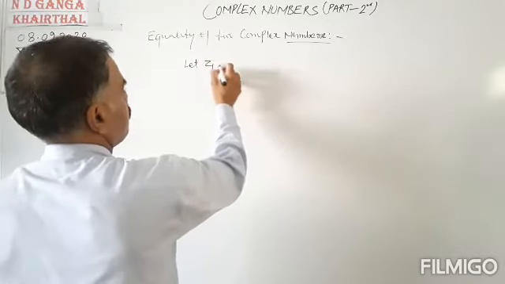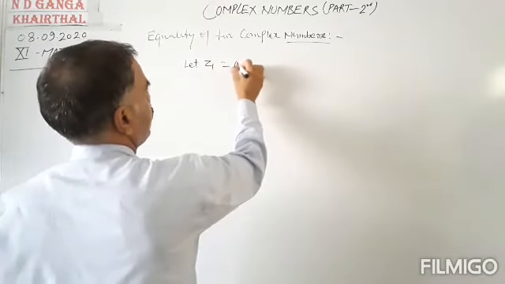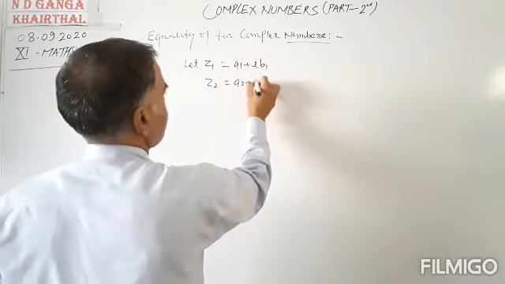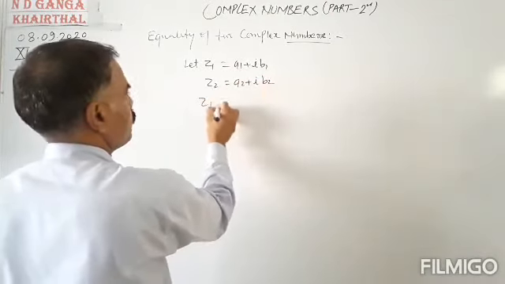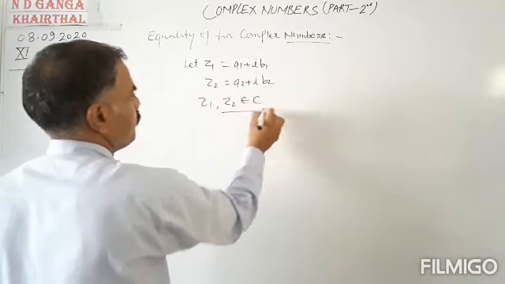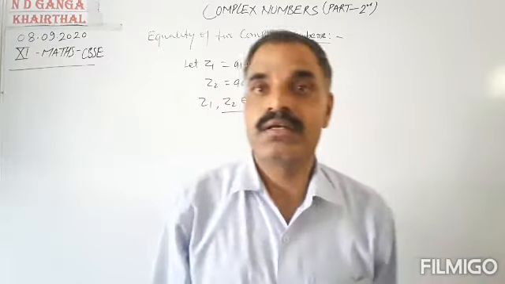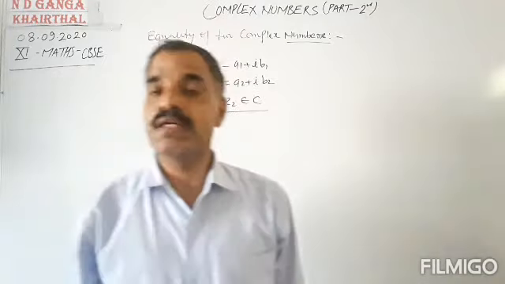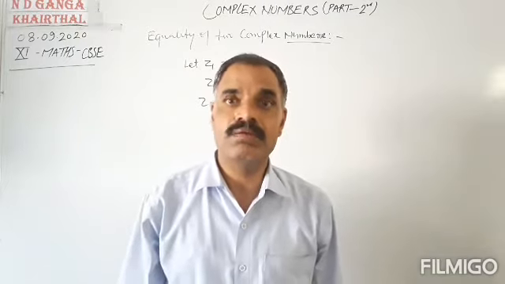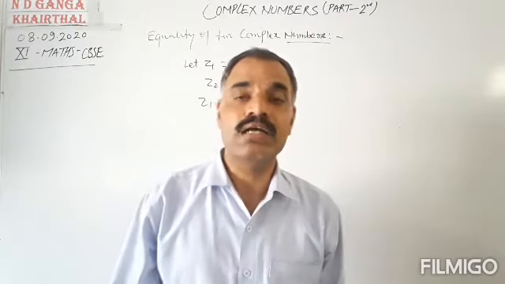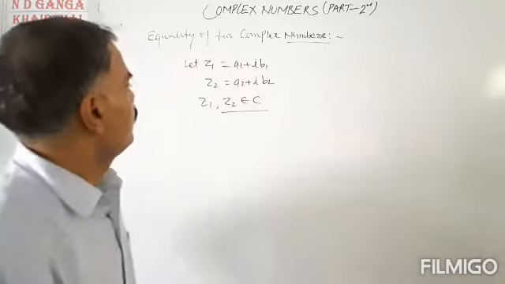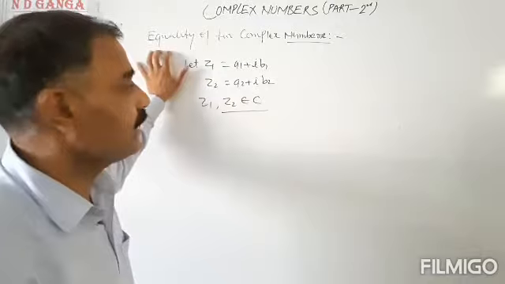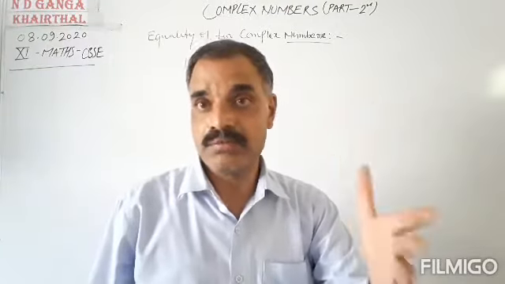Let z1 equals a1 plus iota b1 and z2 equals a2 plus iota b2 belong to the set of complex numbers. Okay, z1 and z2 belong to the set of complex numbers where z1 equals a1 plus iota b1 and z2 equals a2 plus iota b2. Here we are equating the two complex numbers z1 and z2.